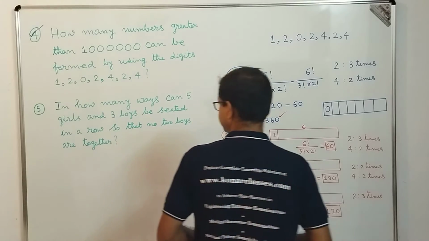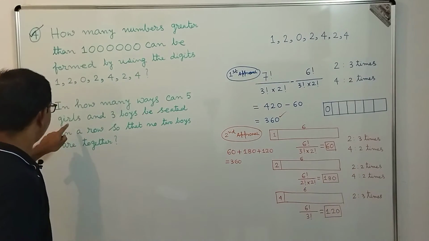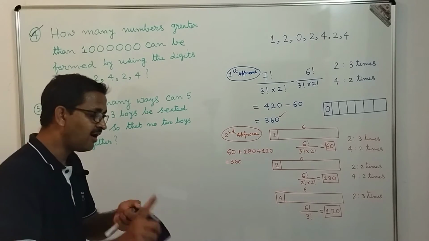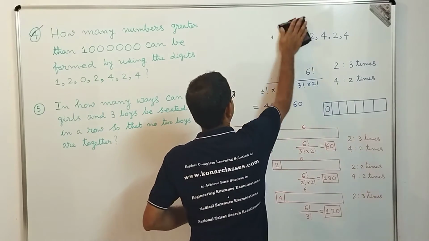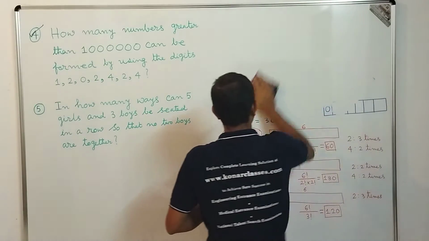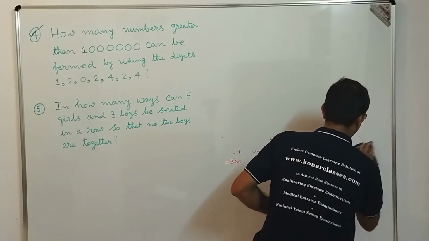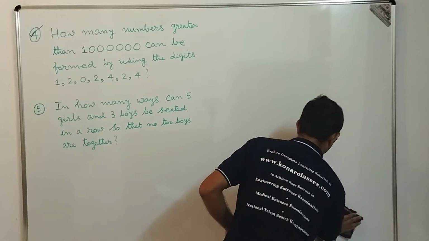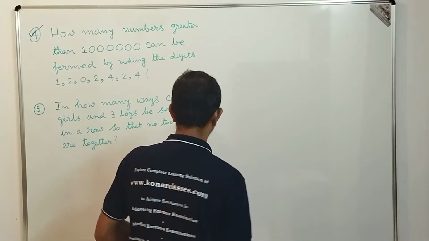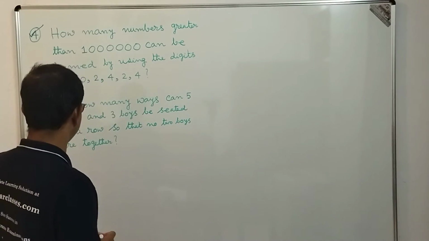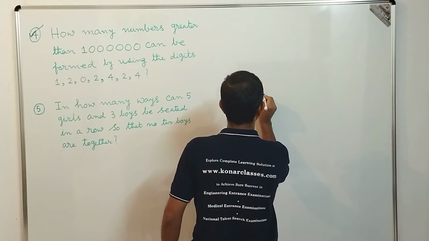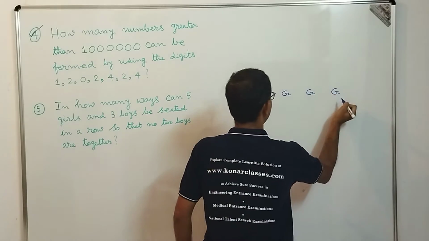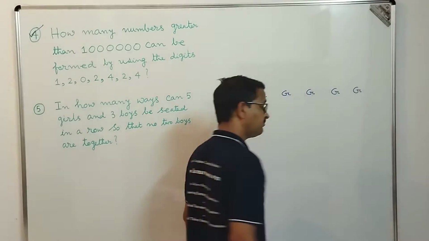The question here is: in how many ways can 5 girls and 3 boys be seated in a row so that no 2 boys are together? Let me clean this part of the board where I am going to discuss the solution. So as no 2 boys will be together, let us first place these girls. How many girls? There are 5 girls. So here I am writing G, G, G, G and G. The G represents the position of the girls.